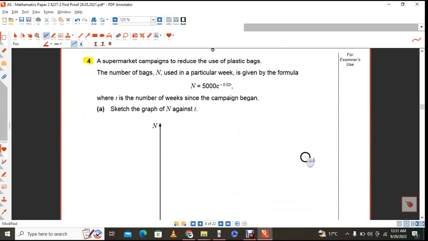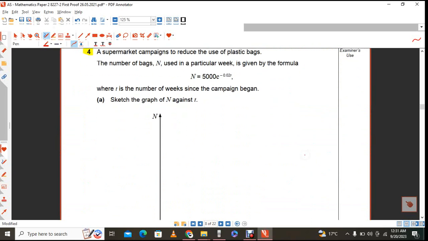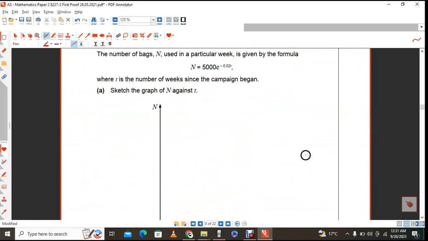Then question 4: a supermarket campaigns to reduce the use of plastic bags. The number of bags N used in a particular week is given by that formula over there, where T is the number of weeks since the campaign began. And here's something that you need to understand with this function. They say sketch the graph.